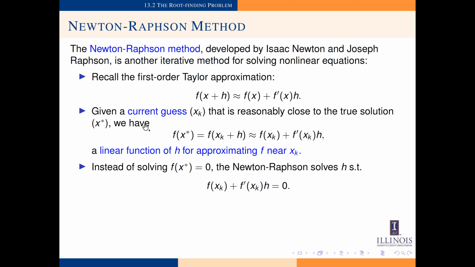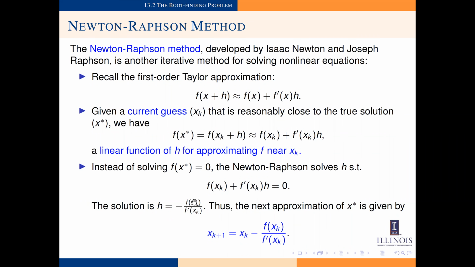Instead of solving the original nonlinear equation, f of x star equals 0, the Newton-Raphson method solves for h such that this Taylor approximation is equal to 0. You can see that the solution for h is negative f of xk divided by f prime of xk. Thus, the next approximation of x star is given by xk plus 1, that is equal to the current xk plus h. Plugging in the solution for h, this is going to be xk minus f of xk divided by f prime of xk.